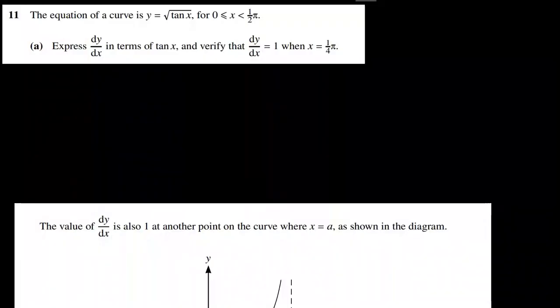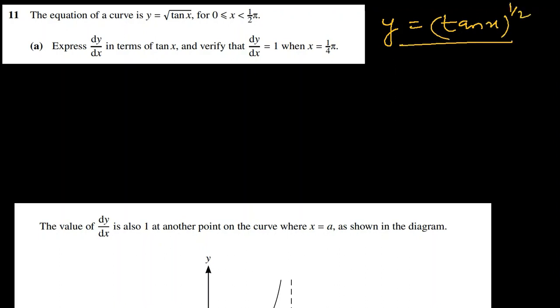Question 11. The equation of the curve is y equal to square root tan x, between 0 and pi by 2. Express dy over dx in terms of tan x, okay? And then verify that it is equal to 1 when x is pi by 4, alright? So let's change this equation into another format, which is y equal to tan x to the power half. And we will differentiate this.